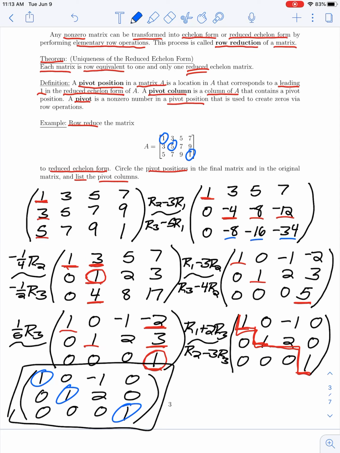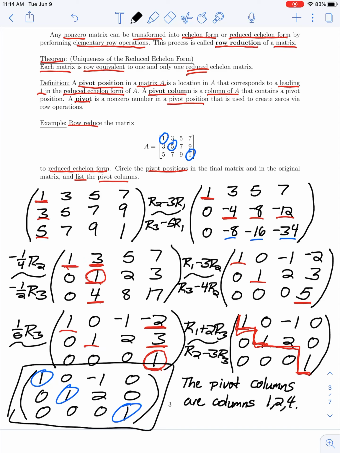Lastly, we're supposed to list our pivot columns. So we see which columns have these pivot positions, and we see that we have pivot positions in our first column, second column, and fourth column. So here we would say that the pivot columns are columns 1, 2, and 4. All right.